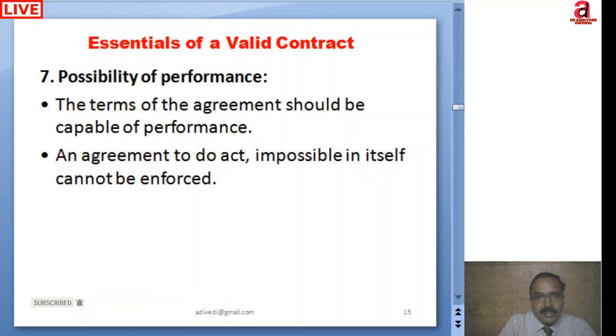Right? Next point is possibility of performance. Impossible things which cannot be performed are not a part of the essentials of a valid contract. The terms of the agreement should be capable of performance. An agreement to do an act impossible in itself cannot be enforced. For example, A agrees with B to discover treasure by magic. The agreement is void because the act in itself is impossible to be performed from the very beginning.